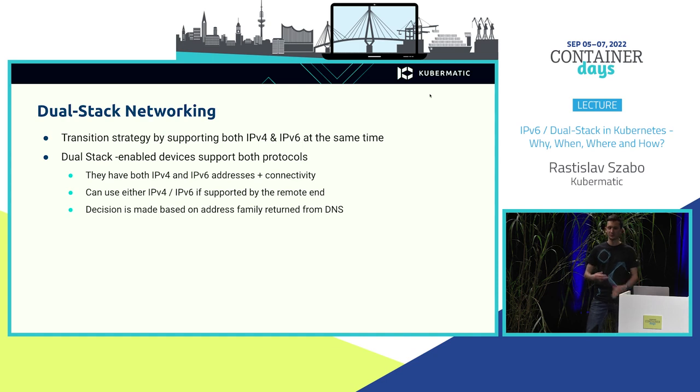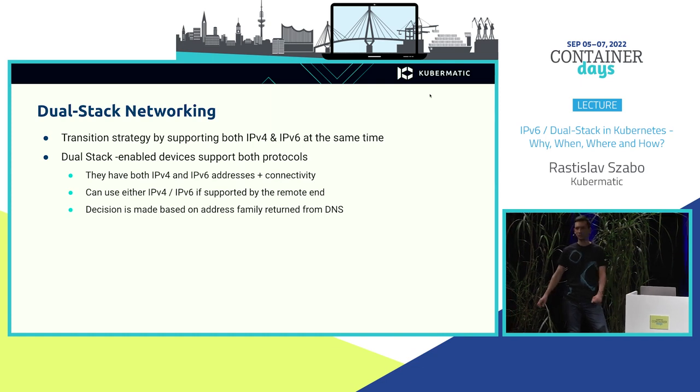So whenever I, as a client, am accessing, let's say, a web service, I would use some domain name. There would be a DNS translation. I would get a DNS reply. If the DNS reply contains only an IPv4 address, I would use IPv4 to connect to it. If it contained an IPv6 address, I would use IPv6 to connect to that server.